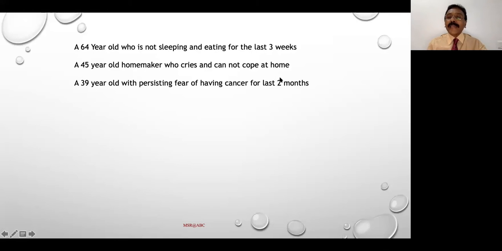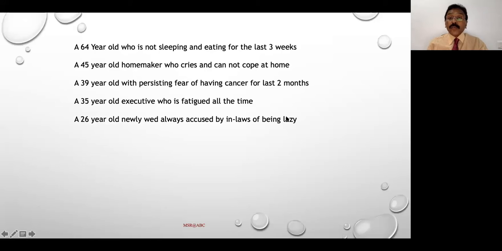A 39-year-old with persistent fear of having cancer for the last 2 months. It could be a phobic symptom or illness anxiety, but possibly it's an underlying major depressive disorder. That is the variety of ways major depressive disorder can manifest across different age groups. A 35-year-old executive who is fatigued all the time, with no particular reason. All the investigations are normal, including thyroid and CBC, everything. But most of the time he's fatigued, and morning or evening he doesn't feel like going to work. Possibility of depression. A 20-year-old newlywed always accused by in-laws of being lazy. This girl is not working and they say you're lazy, but possibly she could be suffering from depression.